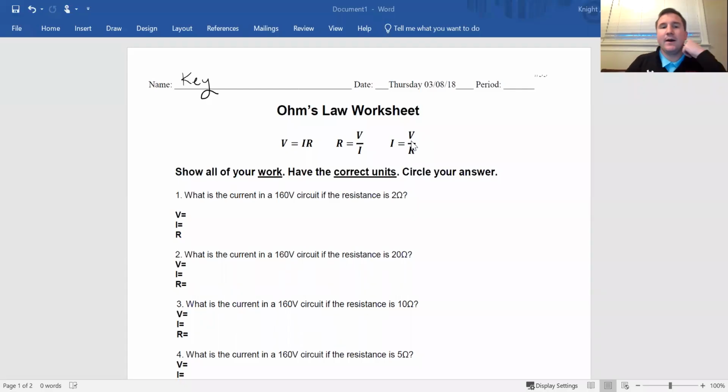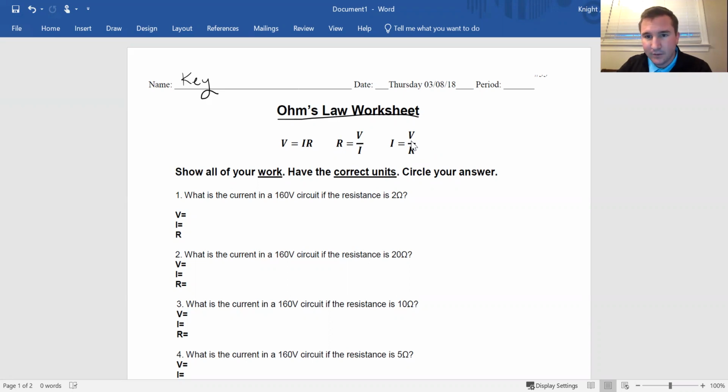Now that we've got the notes down, let's try some of these problems out, see if we can practice using what we just learned. So I am going to open up this. This is the Ohm's Law worksheet that you should be working on now. This is the first one I want you guys working on today. So after you guys finish your notes, hop onto this worksheet. This is what we should be working on.